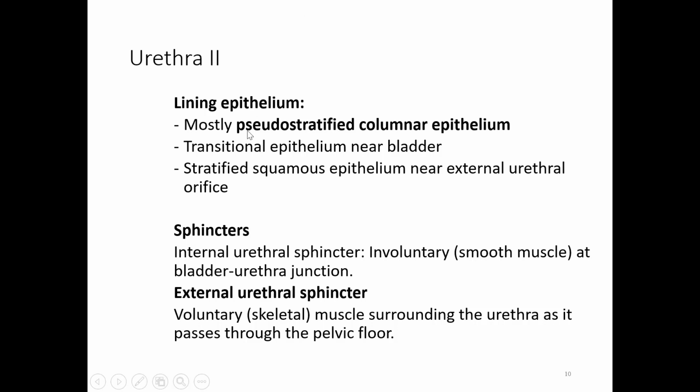Urethra is lined mostly by pseudostratified columnar epithelium, but close to the bladder there can be some amount of transitional epithelium, and close to the opening of the urethra to the outside, which is called the external urethral orifice, there can be stratified squamous epithelium. There are 2 sphincters, internal and external urethral sphincters. We will talk about them on the next slide.